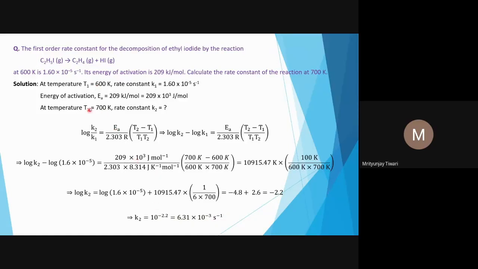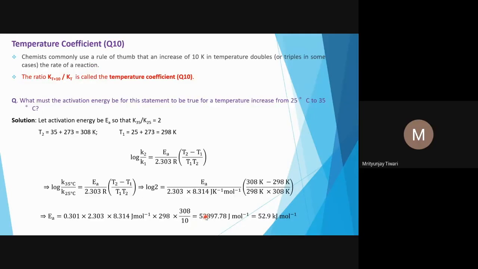So what we have seen is that on increasing the temperature, the rate constant in this case has also increased, because the value 1.6 into 10 to the power minus 5 is lower than the value 6.31 into 10 to the power minus 3. So the value of the rate constant has increased on increasing the temperature by 100 degrees centigrade, and it has changed significantly, in the order of 2, and that is why the rate of reaction increases on increasing the temperature.